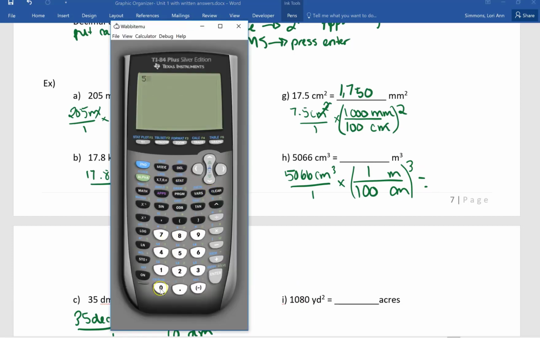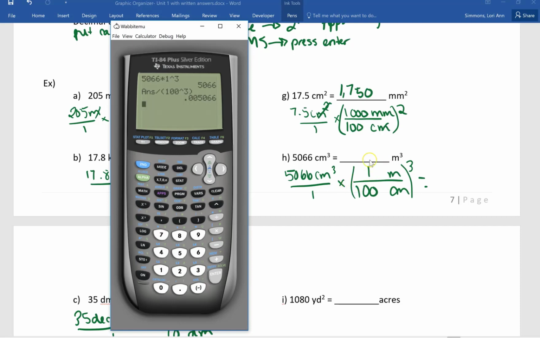So type in 5,066 times 1. We don't have a cube, so we're going to do to the third power, all divided by 100 to the third power. So as a note, when you cube something, everything gets cubed. So this 1 is cubed, this meters is cubed, this 100 is cubed, this centimeter is cubed. So do not forget that when you put it in your calculator.